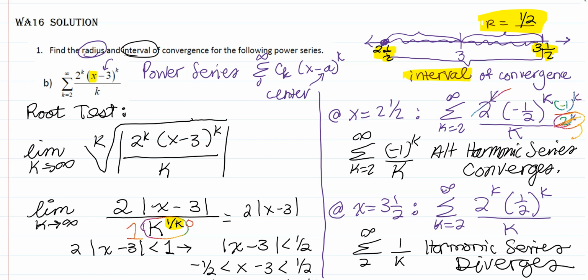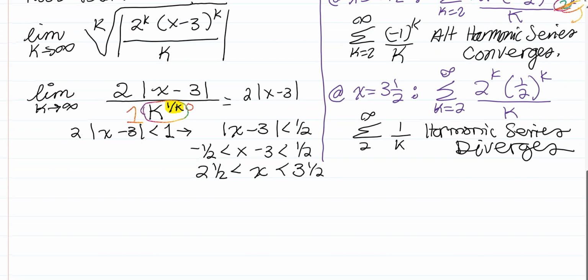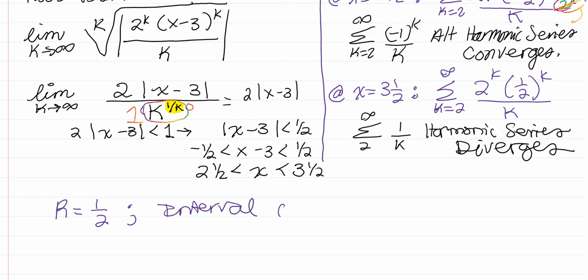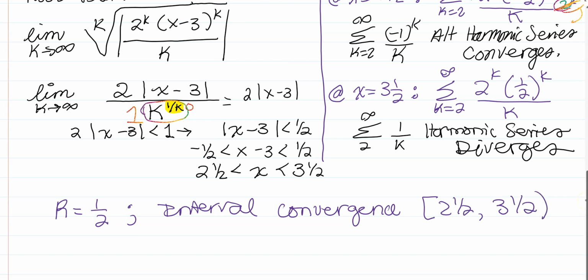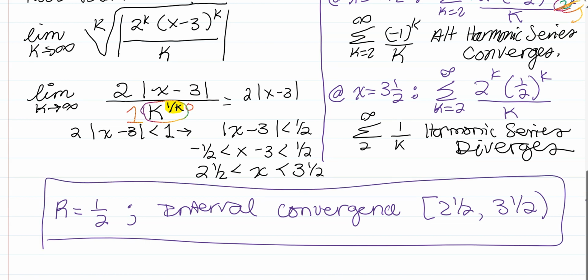So when we go back to our number line, we say that's an open interval right there. Okay, so the radius of convergence is 1/2, and the interval of convergence includes 2.5, but does not include 3.5. And that is our final answer for part B.